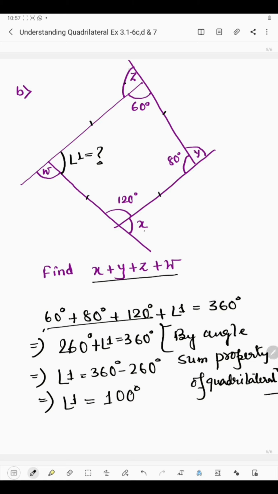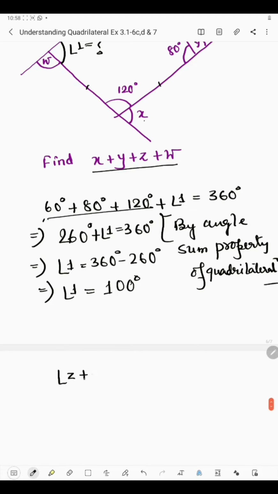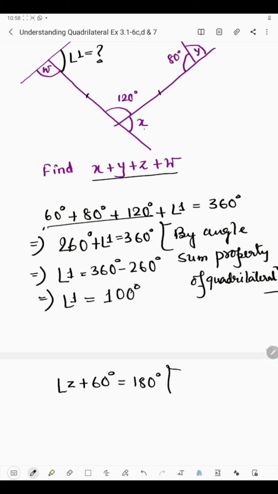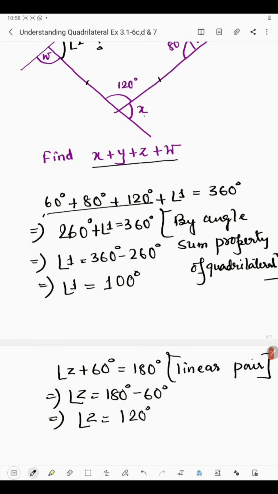Now we'll start with z. See, z and 60 degree form a linear pair, because this is a straight line. Angles forming on a straight line sum to 180 degree. So angle z plus 60 degree is equal to 180 degree. We will have to write the reason: it's linear pair. Now what will be the value of z? 60 will be transposed to the other side, so it will be minus 60. So 0 minus 0, 0, 8 minus 6 is 2, and here is 1. So the value of z is 120 degree.